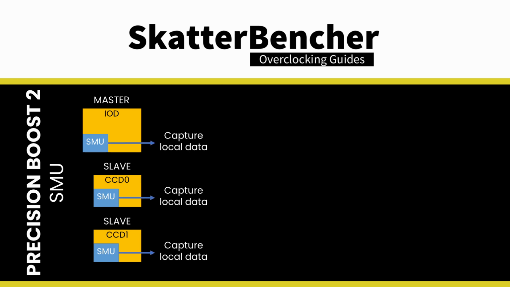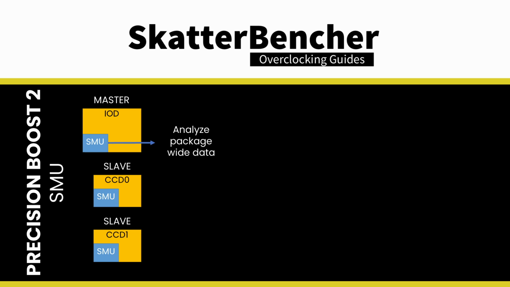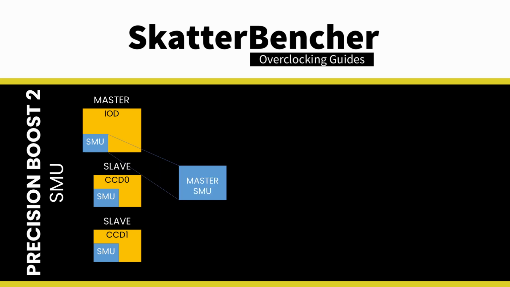The primary function of the slave SMUs is to capture the measurement data related to the infrastructure limits, then prepare that data to be sent to the master SMU. The master SMU's primary function is to analyze the package-wide measurement data and determine the actions needed for performance management. Each infrastructure limit has its own algorithm and is managed independently by the master SMU to determine the infrastructure limited frequency. The process for each algorithm is as follows.